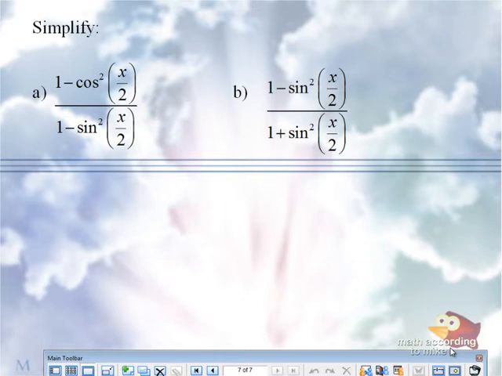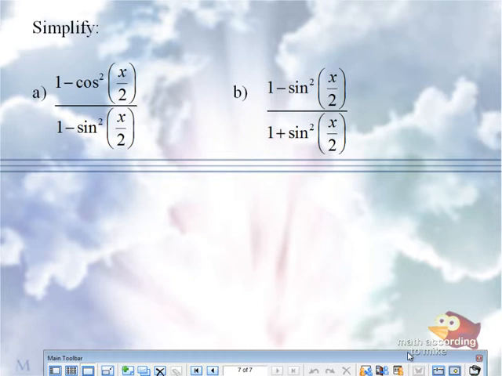Simplify 1 minus the cosine squared of x over 2 over 1 minus the sine squared of x over 2. Thoughts? Feelings? What would you like to do? So the big thing that students do is they see that they have cosine squared of x over 2 and sine squared of x over 2, so they use these guys, and then they square it out, or they use these guys directly, because those are already sine squared and cosine squared.